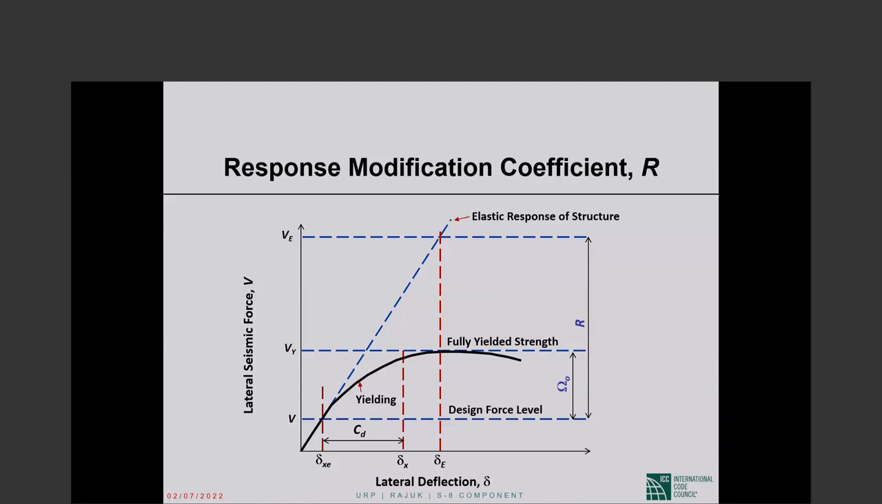Okay, so R, C sub D, omega sub 0. The two things we talked about, R and C sub D, are at the system level for the whole structure. Omega sub 0, no matter what you see or read, even codes are sometimes kind of sloppy that way, we use at the member level.